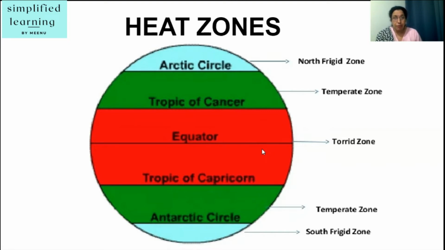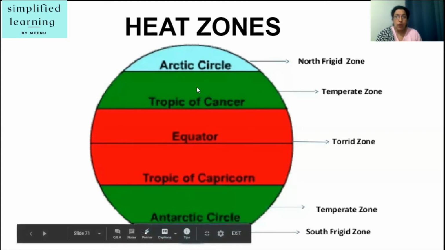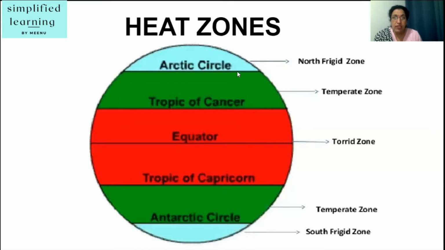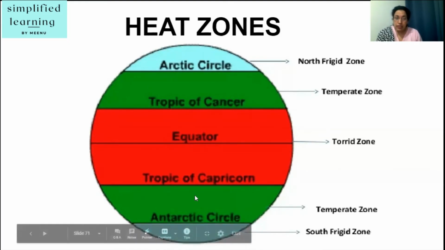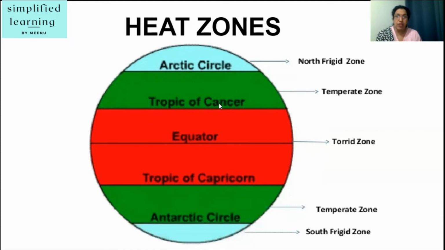Now next is the temperate zone. Can you see this green part here? One is between the Tropic of Cancer and Arctic Circle. In the southern hemisphere, we have the zone between the Tropic of Capricorn and Antarctic Circle. Now, what is the meaning of temperate? Temperate means moderate, not very hot, not very cold.